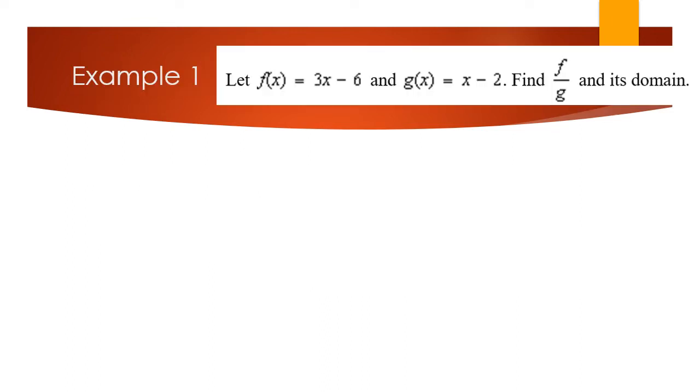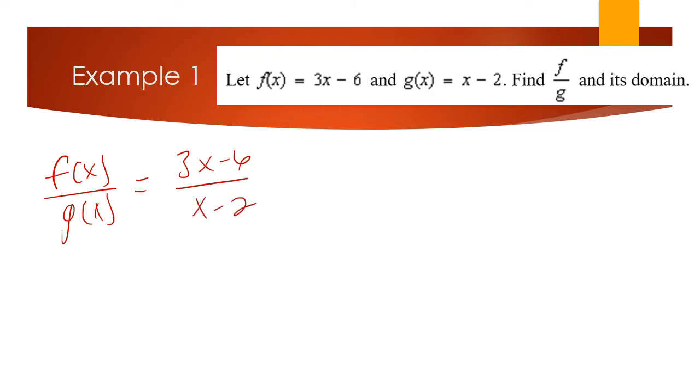Okay, so here it says we have 3x minus 6 and x minus 2 as our two functions, and we're going to find f divided by g in its domain. So we have f of x divided by g of x, which equals 3x minus 6 divided by x minus 2. Okay, so this is what it would be before we reduce or anything. So this is where we're at. So this is simply setting up the division.